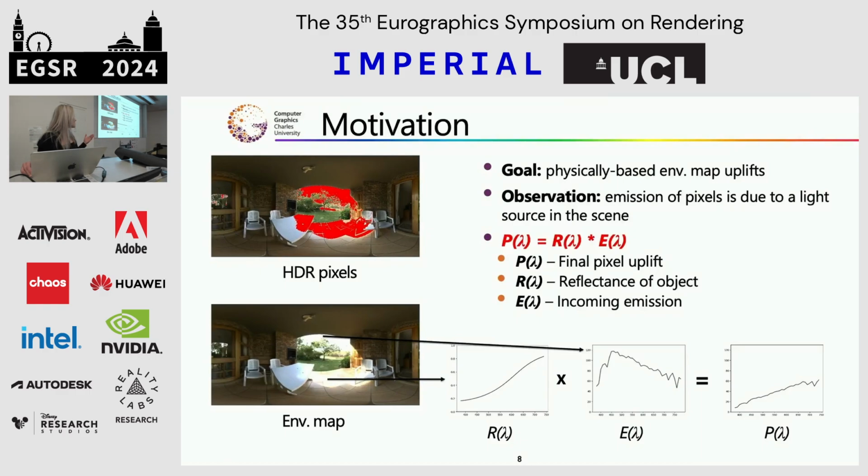And what this means is basically that if you look at the environment map, the only source of light there is the sun. However, all of the pixels that are visualized in red are HDR, so they have emissive properties. And this is not because the table or the ground is emissive in itself, but it's rather because the light from the sun reflects off these objects, making them emissive in the capture. So this results in a simple equation that the final pixel uplift is a multiplication of the reflectance of the object the pixel belongs to times the incoming emission from all the light sources in the scene.